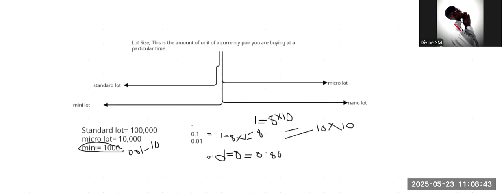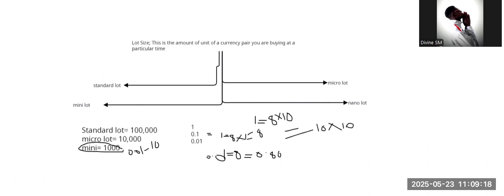When you are using this, it will take you about 100 trades to lose your account. If I'm not mistaken, it should be 100, because 10 cents times 10 will make $1. So it will take you 100 trades to lose your account when you are using 0.01.